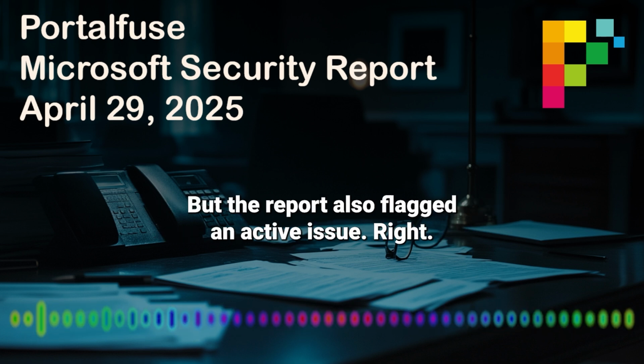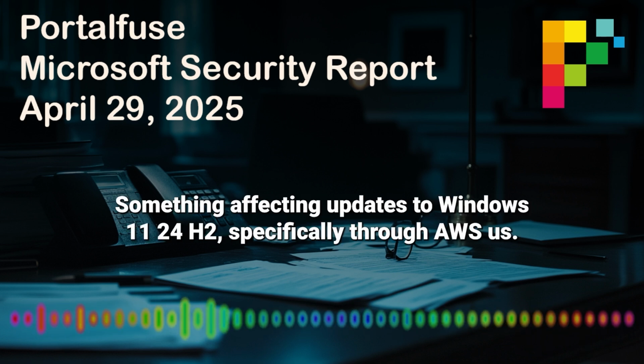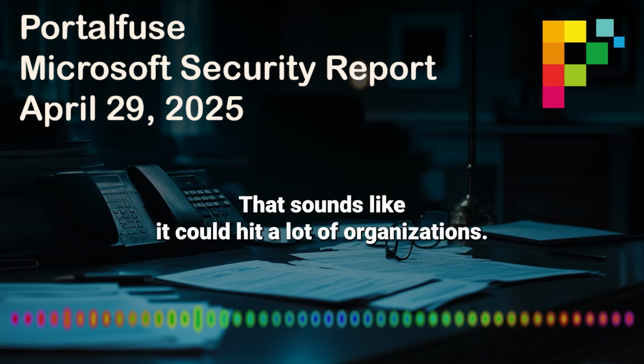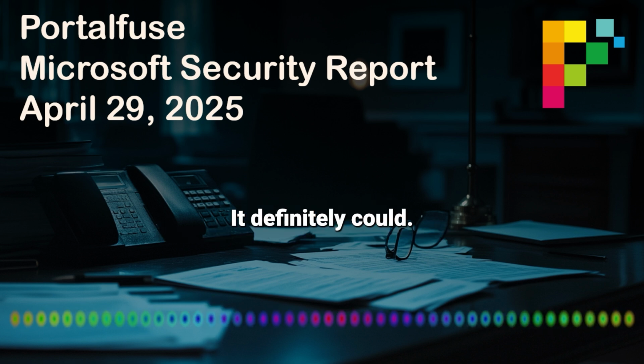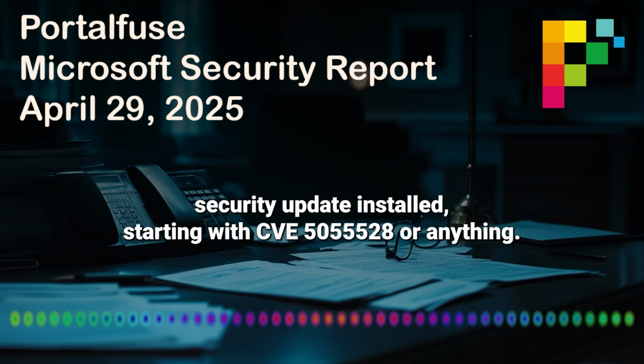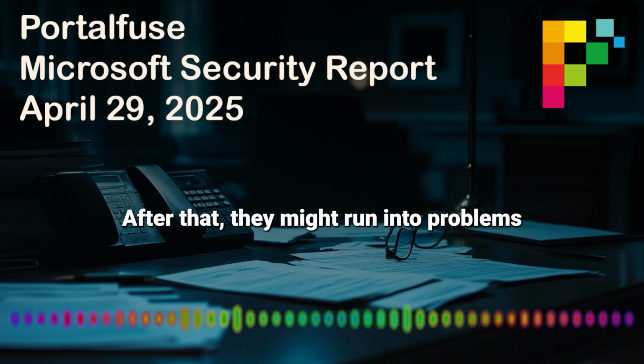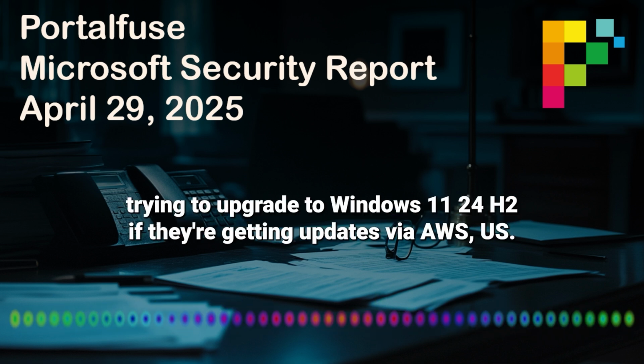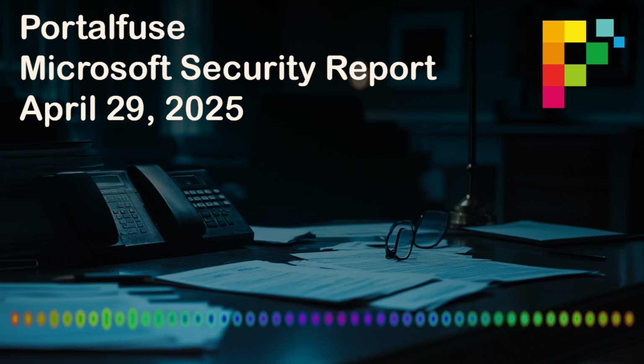Yeah. But the report also flagged an active issue, right? Something affecting updates to Windows 11 24H2, specifically through WSUS. That sounds like it could hit a lot of organizations. It definitely could. The issue is devices that have the April Windows monthly security update installed, starting with KB5055528 or anything after that, they might run into problems trying to upgrade to Windows 11 24H2 if they're getting updates via WSUS. What kind of problems?